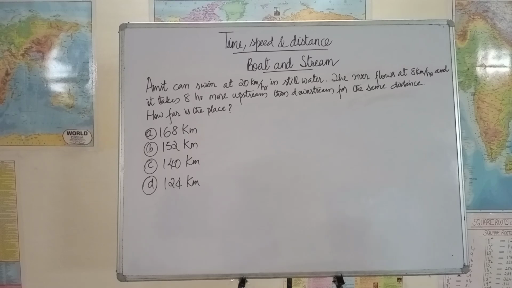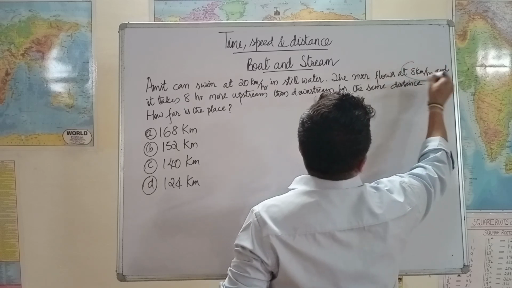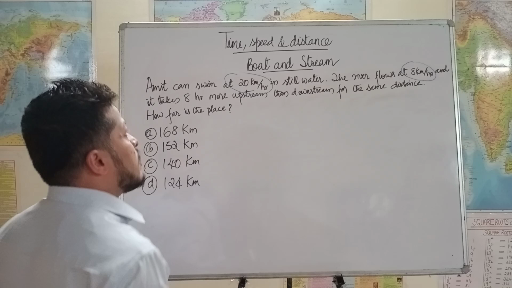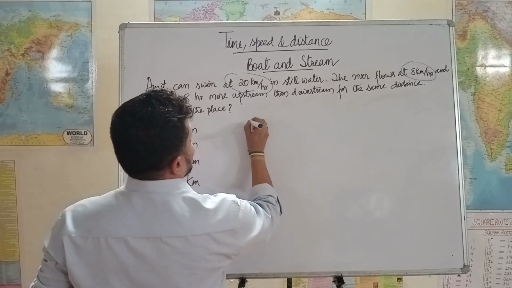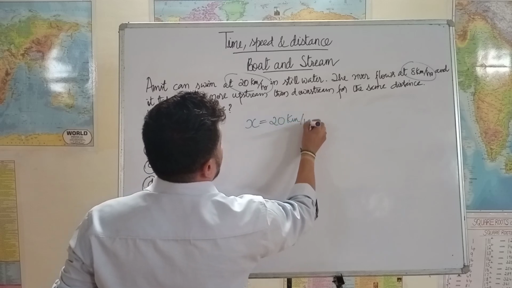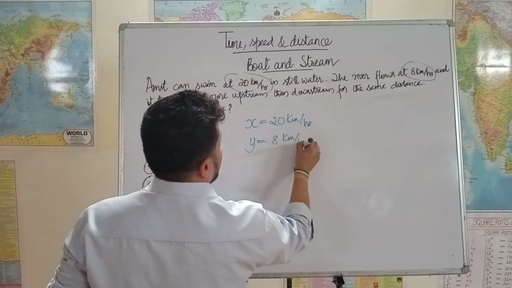Okay, here is a question. Amit can swim at 20 km per hour in still water. The river flows at 8 km per hour, and it takes 8 hours more upstream than downstream for the same distance. How far is the place? See, here the river flows at 8 km per hour, that means y, and he can swim 20 km per hour in still water, that is x. So we have x is equal to 20 km per hour, and y is equal to 8 km per hour.